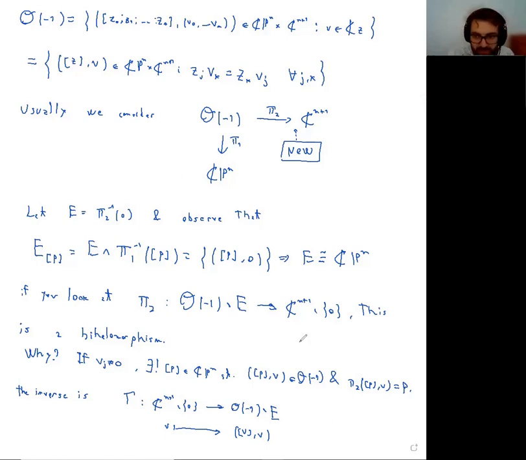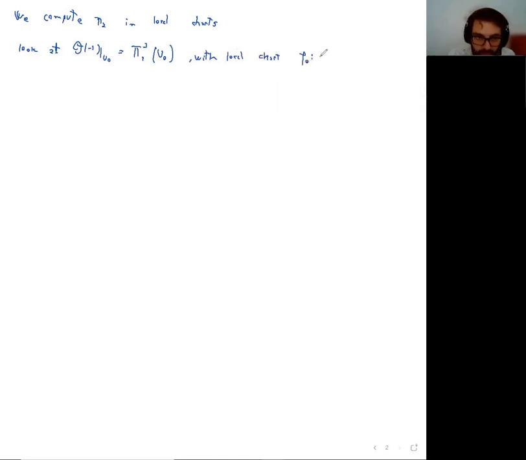So to better understand this projection, this pi 2, let's look at it in local charts. So we look at O(-1) restricted to U0. This is just, as usual, the pre-image of U0. And U0 is the usual local chart of CP^n where the first coordinate is non-zero. So remember that here we have the local chart phi 0, which goes from this O(-1) restricted to U0 to C^(n+1).